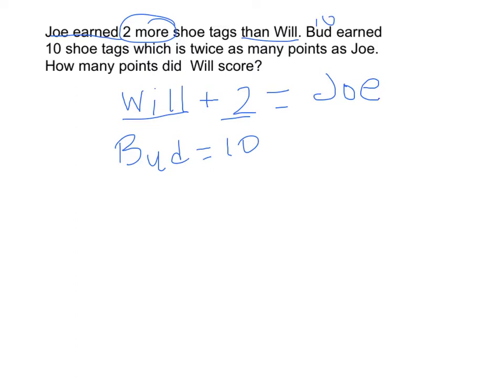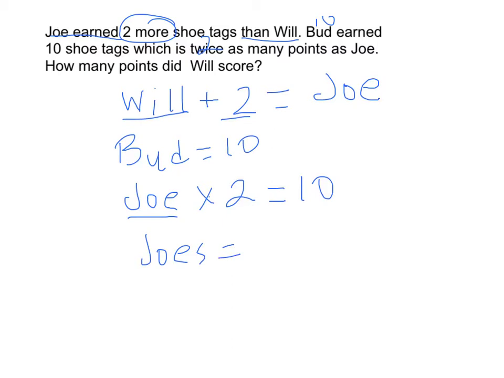Which is twice as many points as Joe. So I take Joe, whatever he got, I multiply it by 2 because twice means 2. And that will give me 10, which is Bud's, right? That's easy. I know 5 times 2 is 10. So, Joe equals 5.